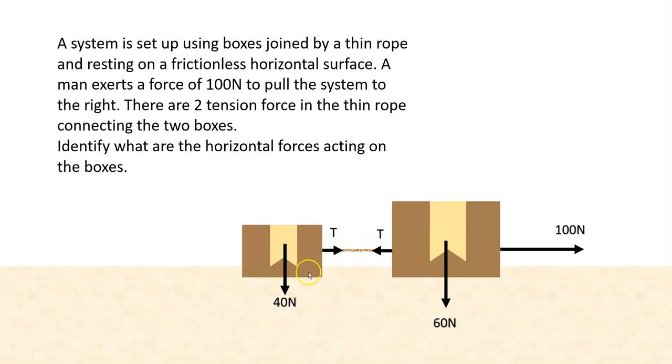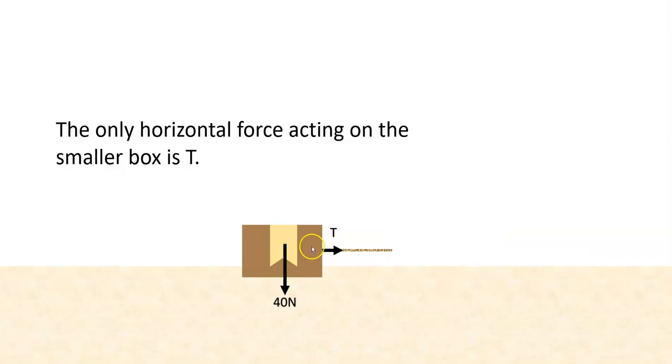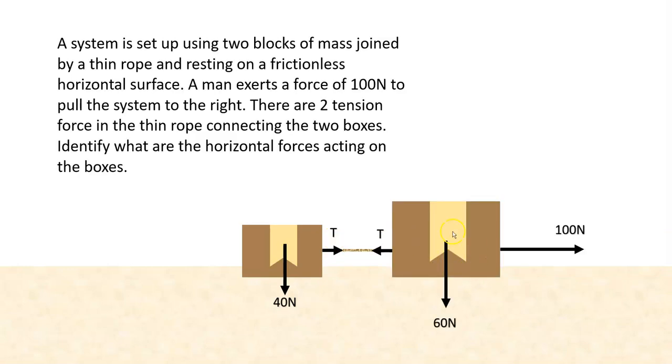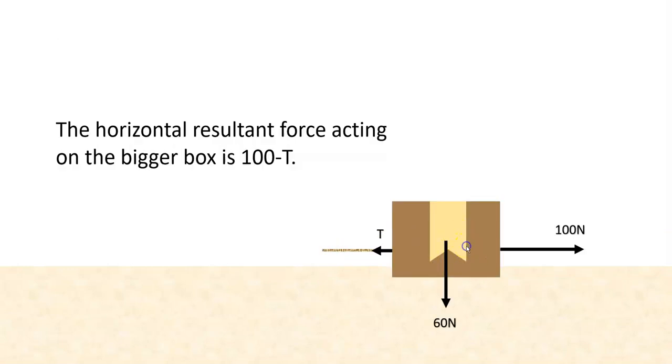Let's first look at the smaller box. The only horizontal force acting on the smaller box is T. Next, we look at the bigger box. The horizontal resultant force acting on the bigger box is 100 minus T.